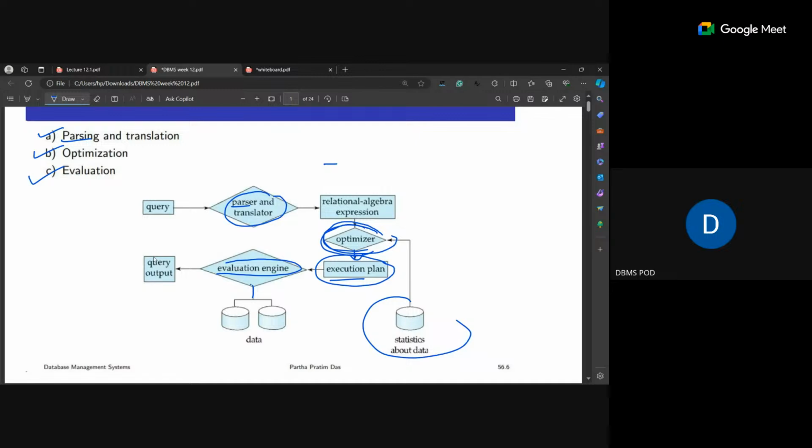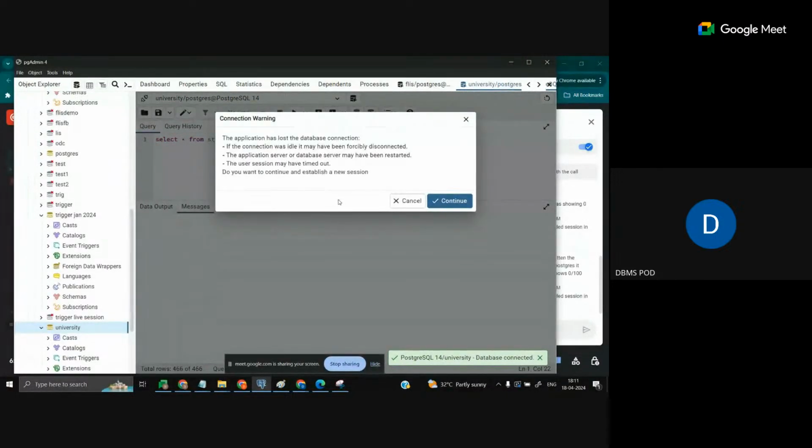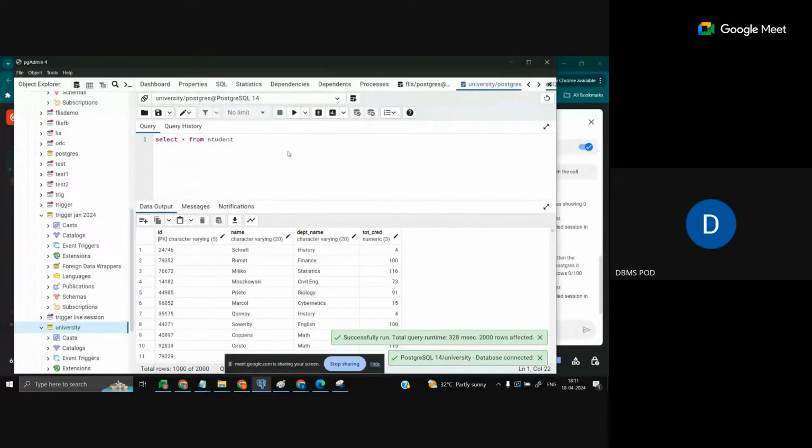Suppose, let's go to Postgres, that will be good. So let me share my screen, the entire screen. My screen is visible, right? Yes, sir. Suppose you write select star from students, this is the university database, right? Now you can see that. Suppose we want to see what the execution plan is. In PostgreSQL, if you want to see it, you can use explain.